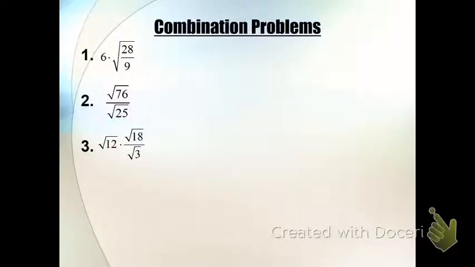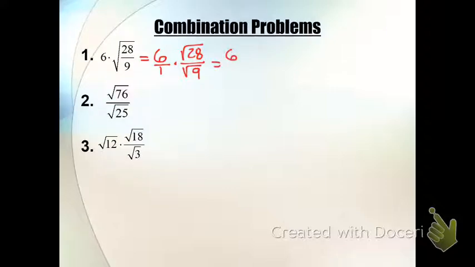Next, we'll try a few problems combining the different properties of radicals that I know so far. For this first one, I'm doing 6 times the square root of 28 over 9. First of all, I would check to see if 28 over 9 reduces, which it does not, so I won't simplify that fraction. Then I'll use the quotient property and split this up into the square root of 28 over the square root of 9.